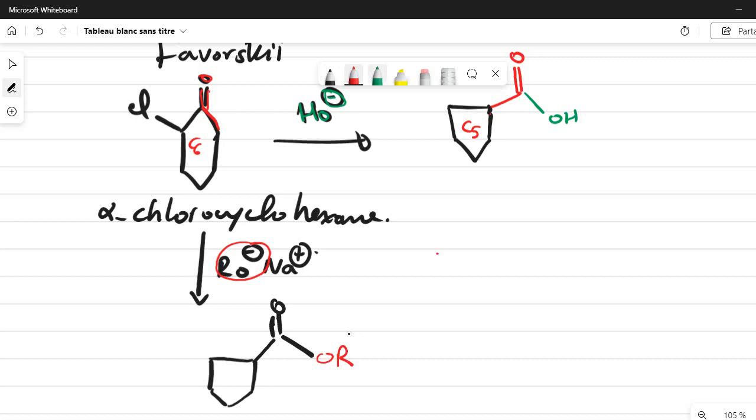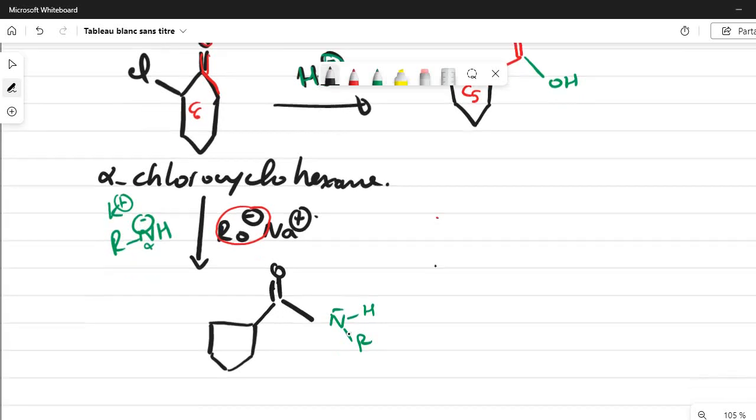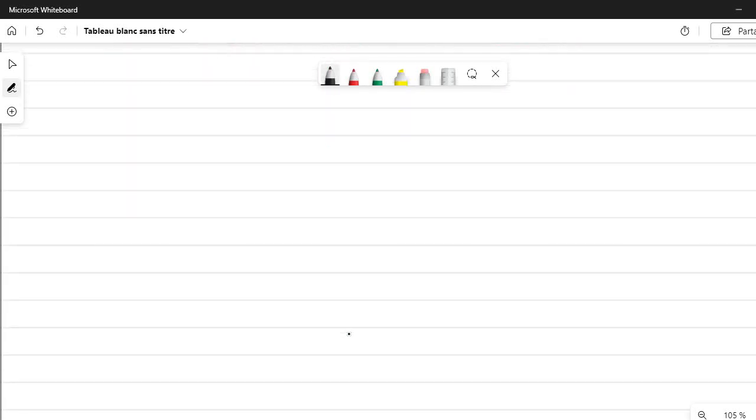If we had, for example, an amine, then instead of OR here, because the amine is the nucleophile, we can form NHR. Okay, so let's look at the mechanism together.